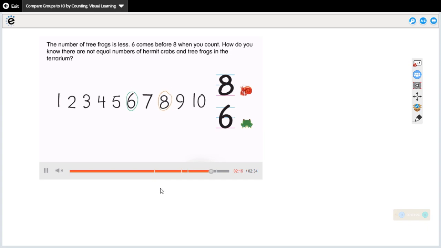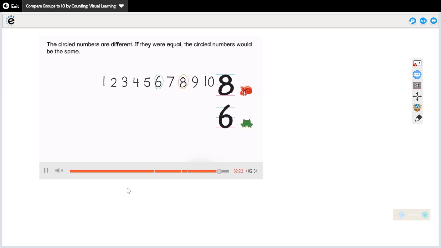How do you know there are not equal numbers of hermit crabs and tree frogs in the terrarium? So how do you know that? If there were equal numbers, what would you see? You would see the same number written in both places, right? It's not equal unless it's the same number, and I'm sure that's what they're going to tell you. The circled numbers are different. If they were equal, the circled numbers would be the same.